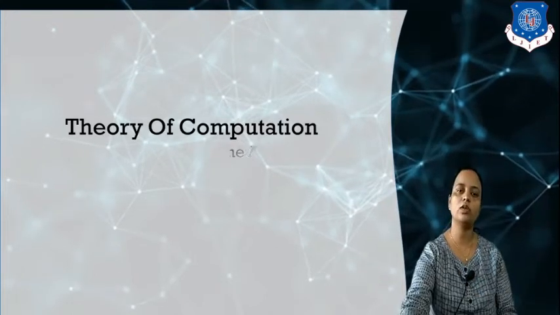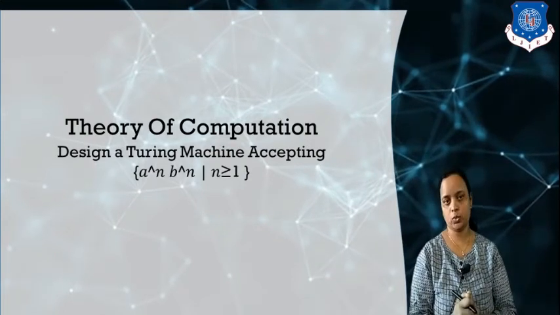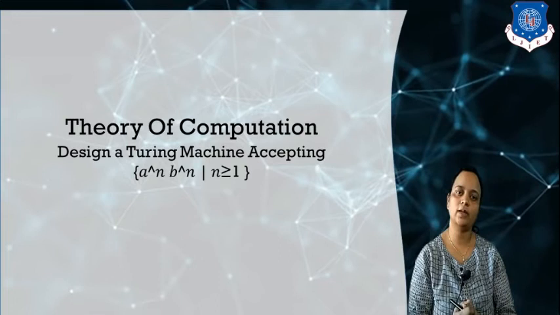Today we are going to learn about designing a Turing machine which accepts the language a raised to n, b raised to n where n is greater than or equal to 1.